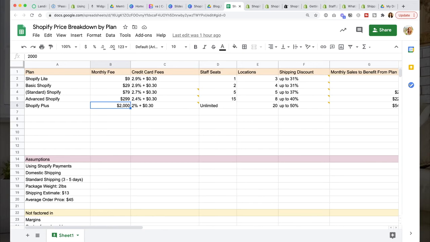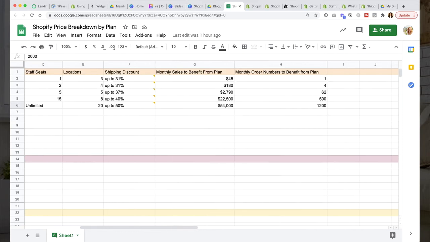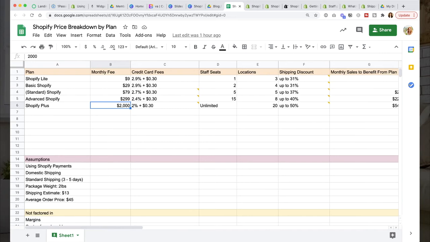And then what we want to do, which is what I did, is find out the number of sales and the monthly order volume that we would need to pay for the monthly fee. Like to have the savings from the discount and the savings from the credit card fees pay for the monthly fees themselves, so that those monthly fees become a no-brainer to upgrade to that level. And then all the features kind of become the icing on the cake.